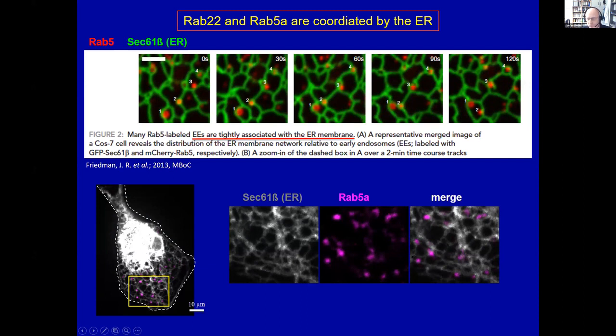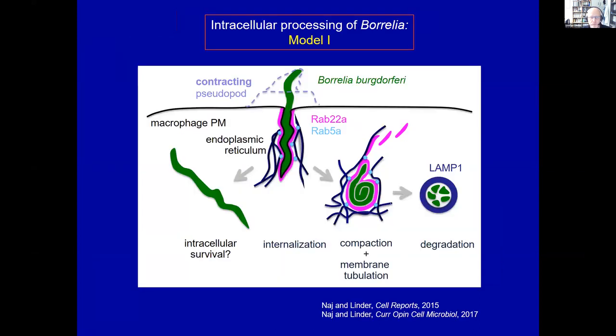And if you imagine then that the endoplasmic reticulum actually enwraps the RAP22A positive phagosomes, you can easily see that the RAP5 vesicles are actually being brought along as the ER enwraps the phagosome. So the first model that I'm presenting here for the internalization of Borrelia is, I've shown you first that there's an uptake structure, the coiling pseudopod, and if this is contracting, you actually have at the same time, because the Borrelia is so elongated, already the internalization taking part.